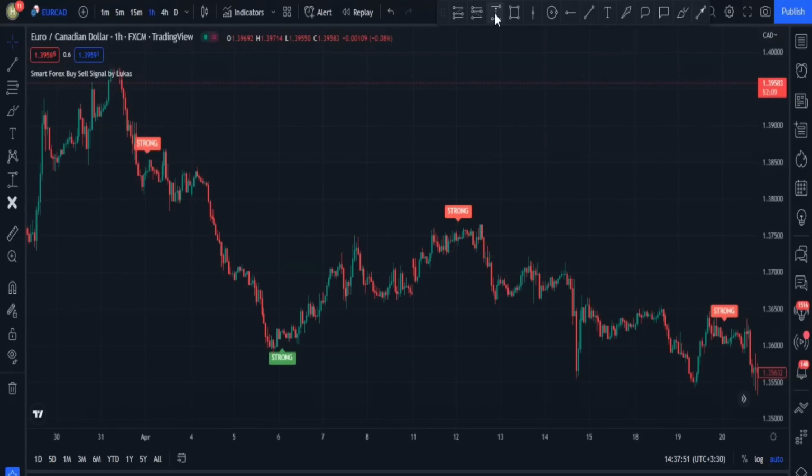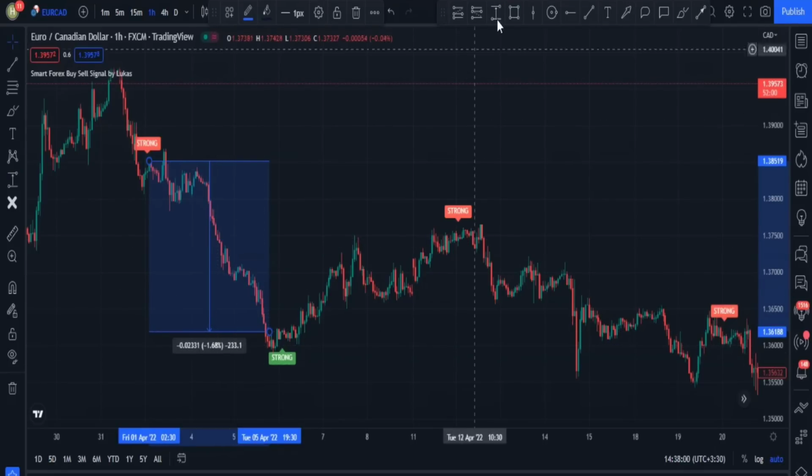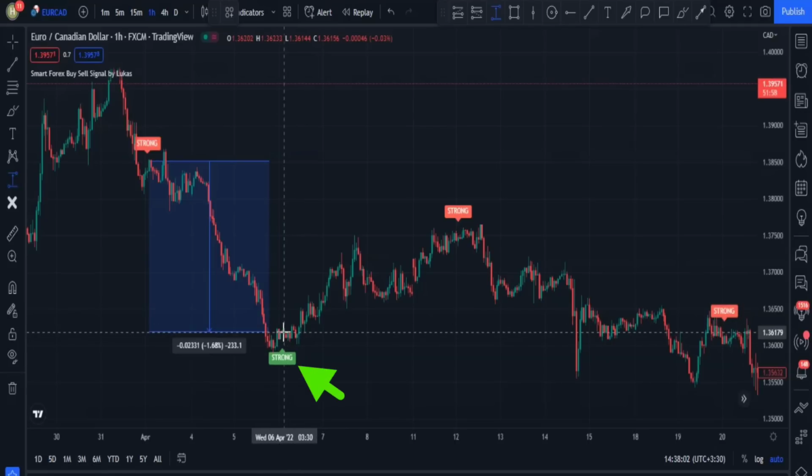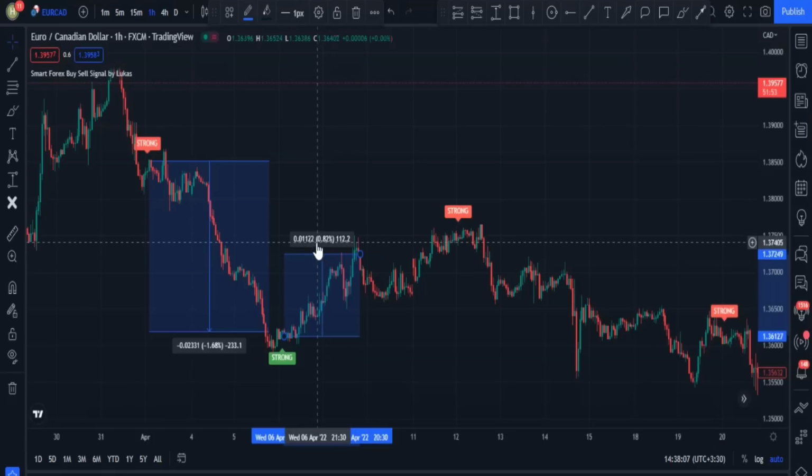Here, we got a strong sell signal, so we enter a sell trade using it. We could have gained 1.6% profit from this trade in the spot mode. Next, we got a strong buy signal, and if we had entered this trade, we could have gained 8% profit with the leverage of 10.